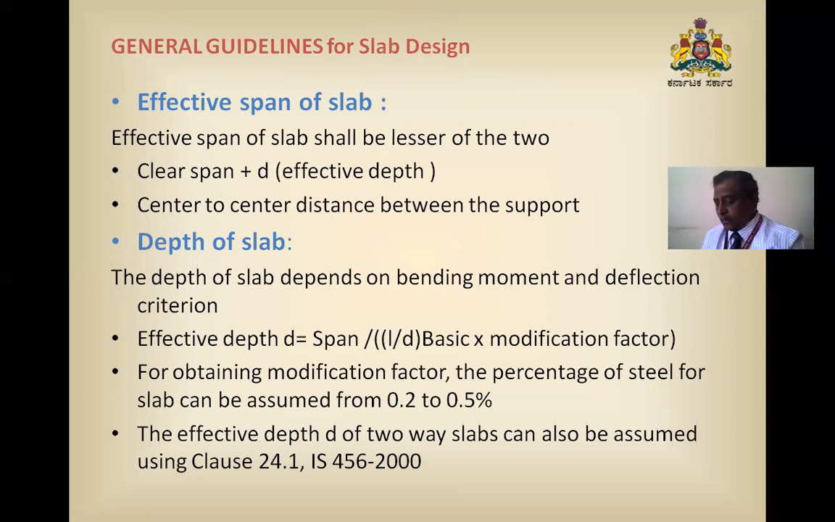for plain and reinforced concrete structures. This is the code of practice for plain and reinforced concrete. IS 456:2000, which was revised in the year 2000, is being practiced. So here we have to use it, and the guidelines are there.